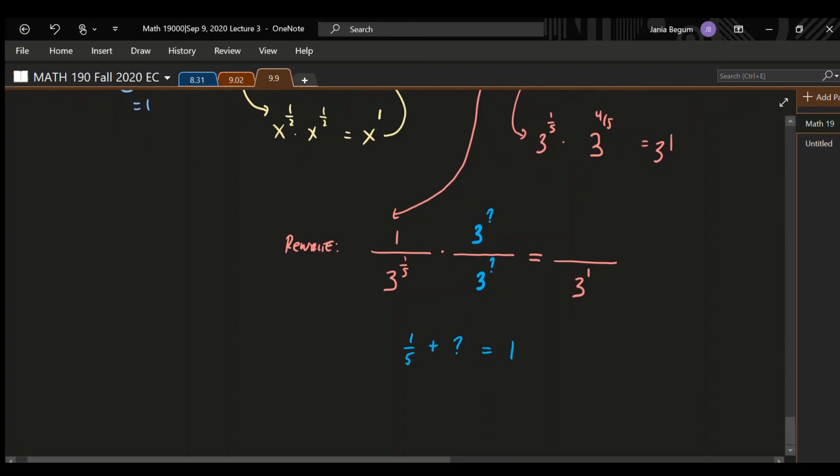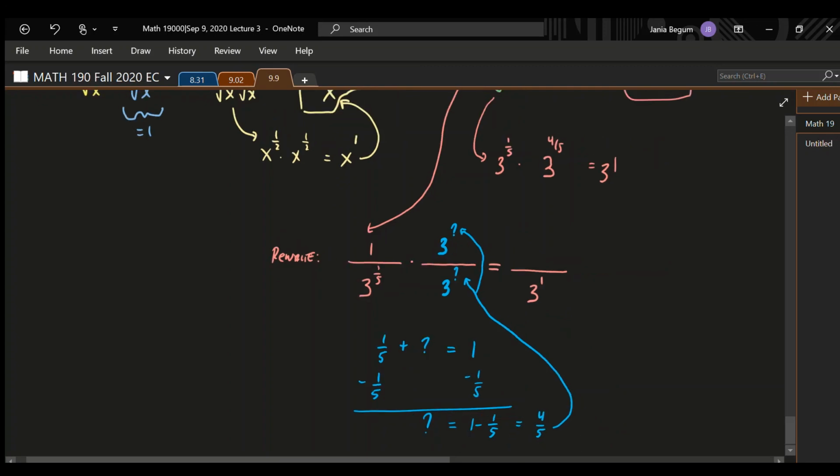And then here you can just play around with it. You can subtract 1/5 on both sides. And then your question mark that you're looking for is 1 minus 1/5. And using common denominators, that's 4/5. So that's the exponent that goes here and here.